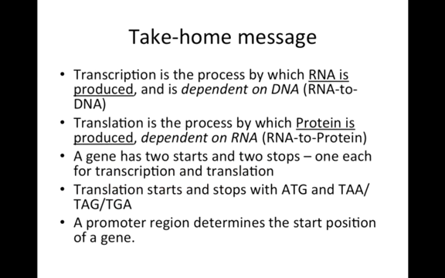Okay, so our take-home messages here. Transcription is the process by which RNA is produced, which is dependent on DNA, so that was the transcribed region we were talking about. Translation is the process by which protein is produced, which is dependent on RNA, so that's the translated region that we were talking about. A gene has two starts and stops, one each for each of these processes. We learned about transcription and translation start and stop signals, and we learned that a promoter region determines the start position of transcription, or the start position of a gene.